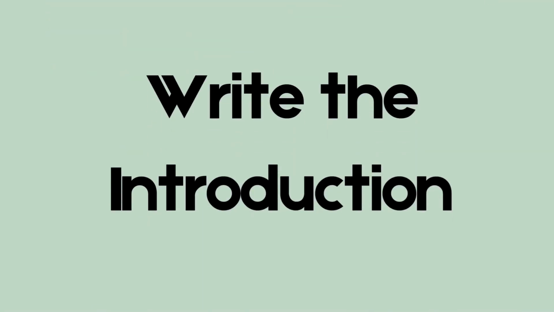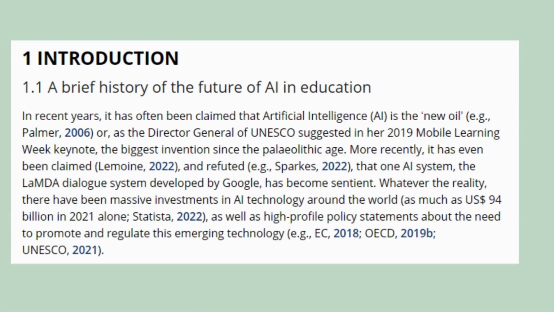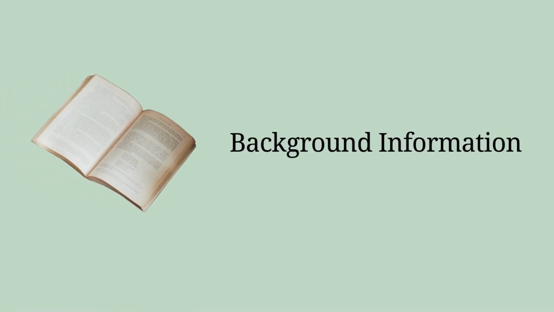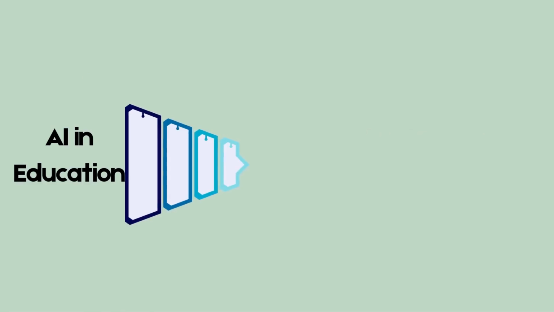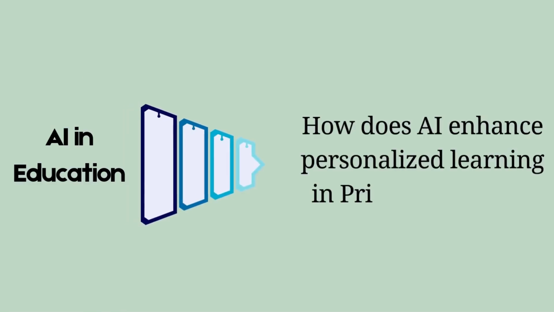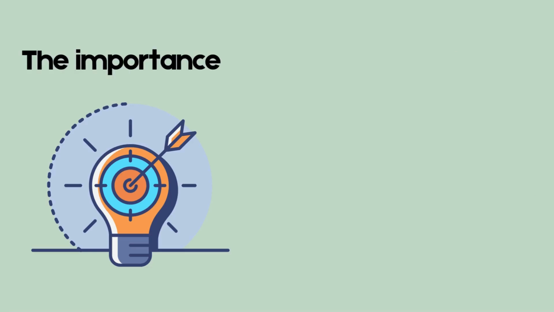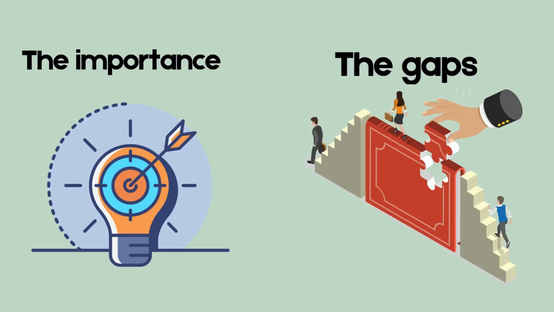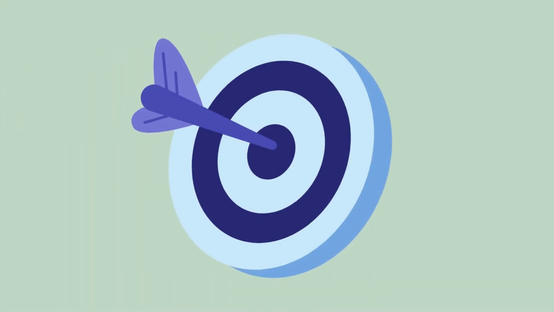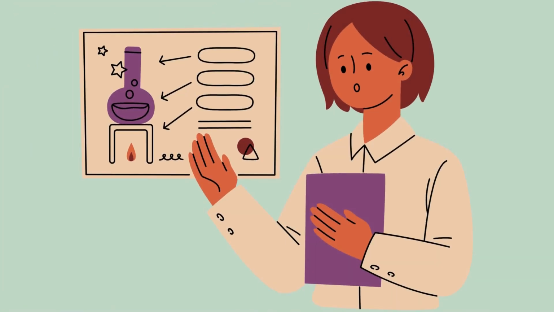Step 4. Write the introduction. The introduction is where you set the stage for your research. Start with some background information on your topic and gradually narrow it down to a specific research question. The introduction should also explain why the topic is important and what gaps your research will fill. Make sure to clearly state your objectives and hypotheses. Keep this section engaging but concise.